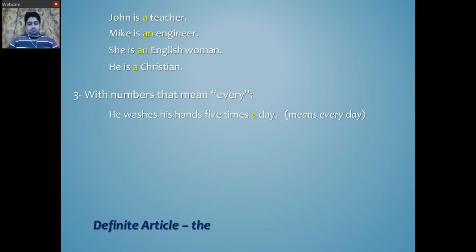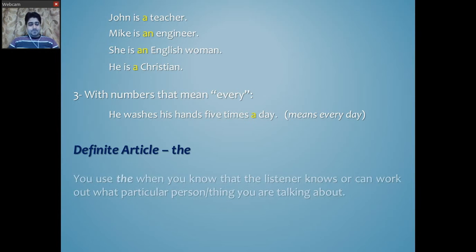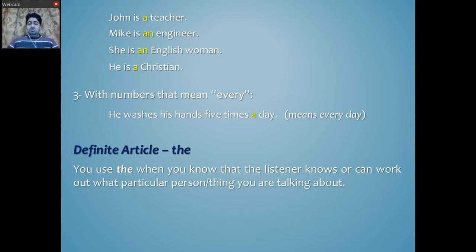Alright. Now let's move to the definite article, the. We use it when we know that the listener or the other party in our conversation can comprehend what we're talking about. Alright, this is in general. For example, you can say the apple you ate was rotten.